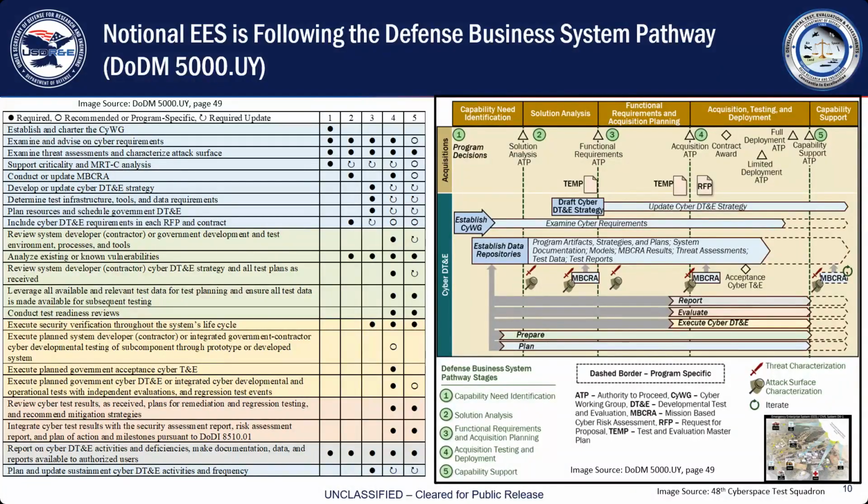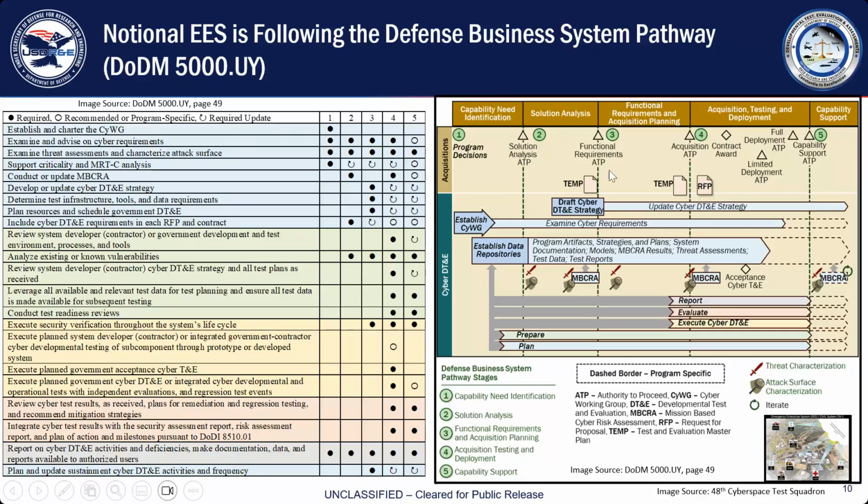But those two activities, characterize the attack surface and threat assessment, both occur before the mission-based cyber risk assessment, which happens just before functional requirements authority to proceed. ATP is authority to proceed. So that mission-based cyber risk assessment leads into that critical phase of doing the acquisition planning. It sets the stage for what our requirements are going to be, and we'll talk about that more today. The TEMP development starts around the same time as the MBCRA, and the RFP is not until after.